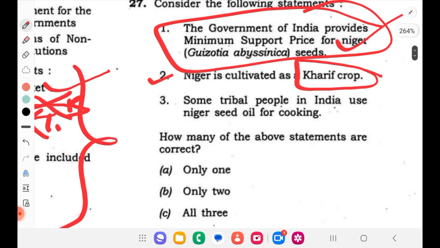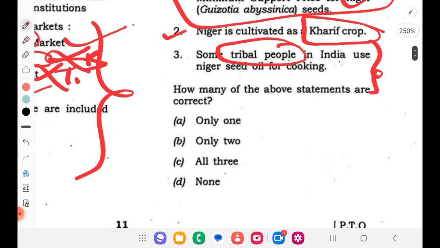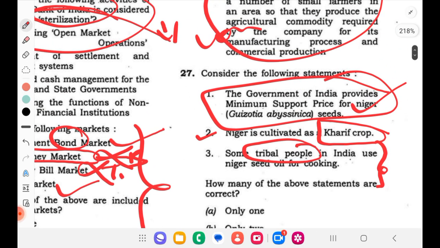Some tribal people in India use Niger seed oil for cooking. Actually it is grown, Niger seed is grown in Odisha Chhattisgarh area and tribals are more there. So they are using it to make some oil. Even if you are not sure much, how can you say not a single tribe uses it to make oil? It's a seed, right? There is a possibility. With that also we can go with option C. All three are correct. So here you have to focus on what is MSP, who provides MSP and what is the criteria for MSP and what are the different crops, whether it is rabi or kharif. So based on that you will be able to answer this kind of questions.